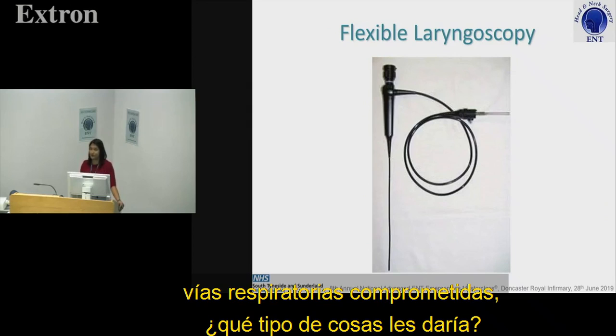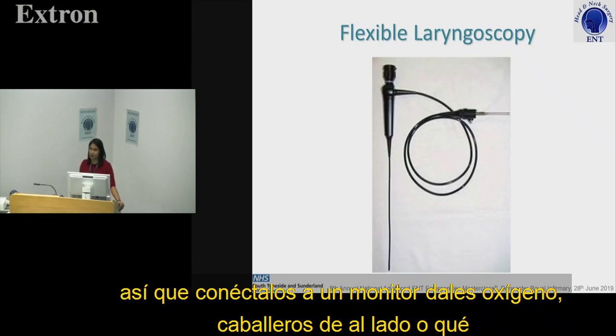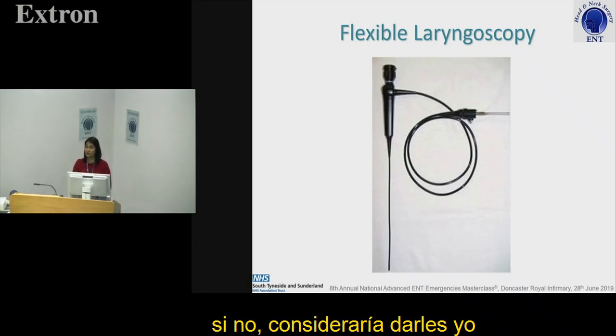You started with the oxygen with the face mask at first, but you need to know the vitals as well. So you hook them up to a monitor just to see it as well. Okay. So hook them up to a monitor, give them some oxygen. Gentleman next door, what else would you consider giving them?